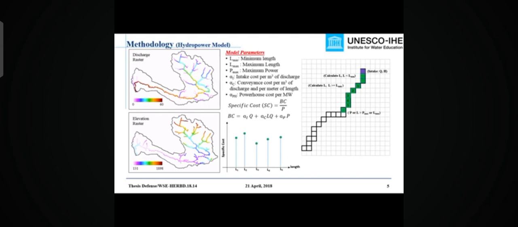Once we reach this point, we stop here, look back, and find the pixel where the specific cost is minimum. Now in this figure, we have minimum specific cost at pixel number 3. So we locate the powerhouse at this particular pixel corresponding to minimum specific cost. Then the intake of the second project is placed immediately at the pixel downstream of the first powerhouse. This process is repeated until the entire length of the reach is completed. The same process is repeated in order to calculate the potential of the whole basin in the other reaches also.